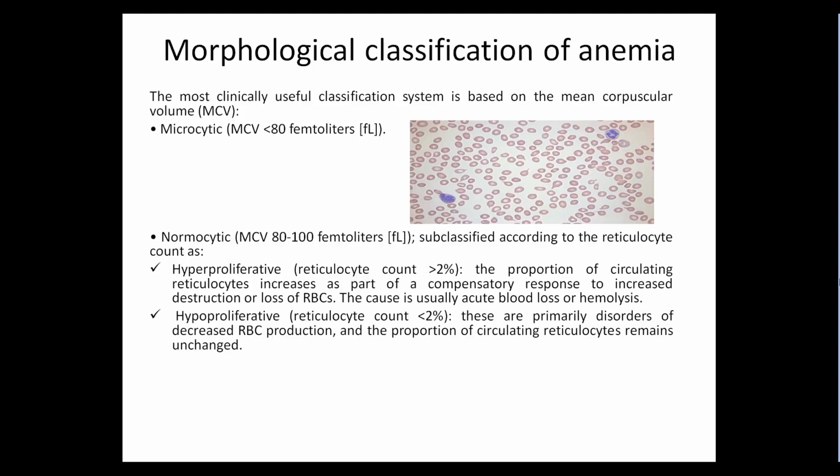Hypoproliferative is a reticulocyte count of less than 2%. These are primary disorders of decreased red blood cell production, and the proportion of circulating reticulocytes remains unchanged.